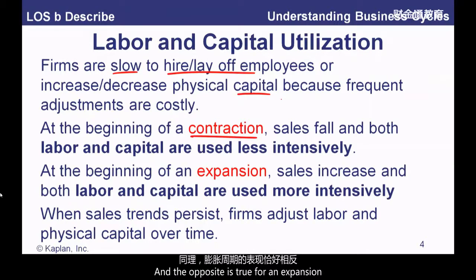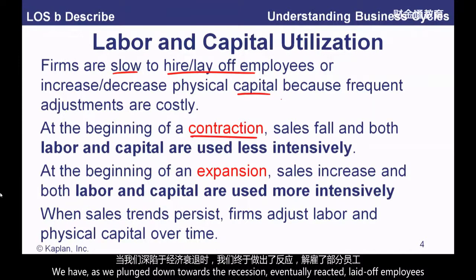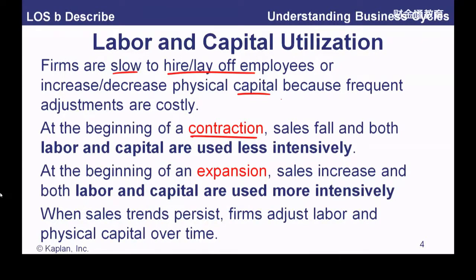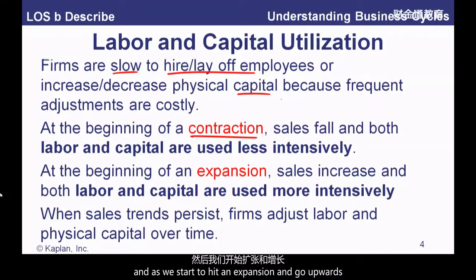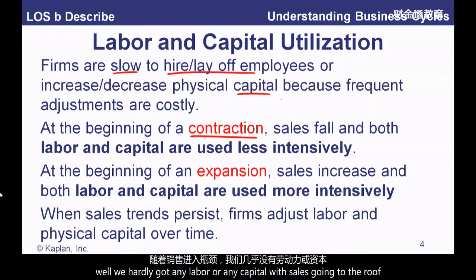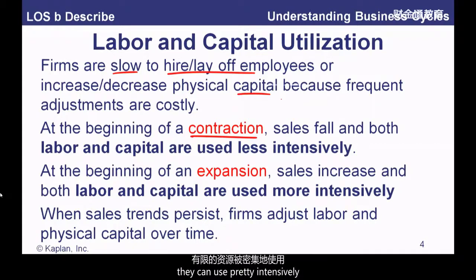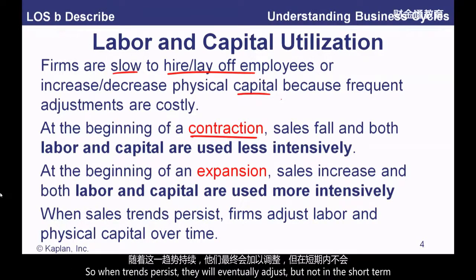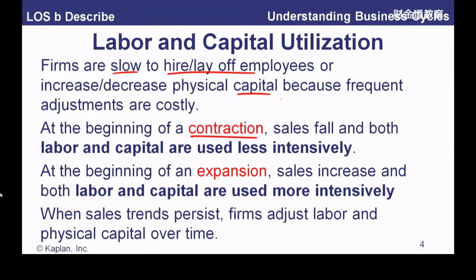And the opposite is true for an expansion. As we plunge down towards the recession, firms eventually reacted, laid off employees, decreased physical capital levels. So they're now pretty low. And as we start to hit an expansion and go upwards, well, we've hardly got any labor or any capital, but sales are going through the roof. They're going to be used pretty intensively. So your most efficient use of labor and capital is probably at the start of an expansion. So when trends persist, they will eventually adjust, but not in the short term.